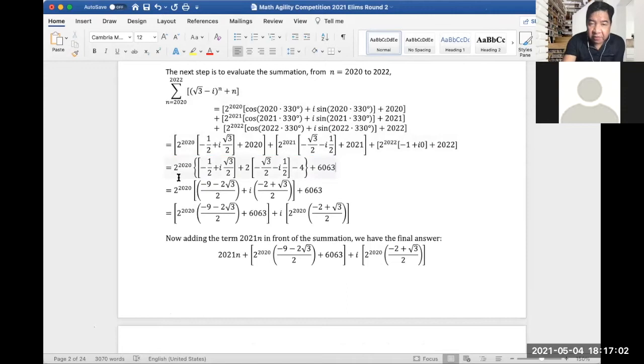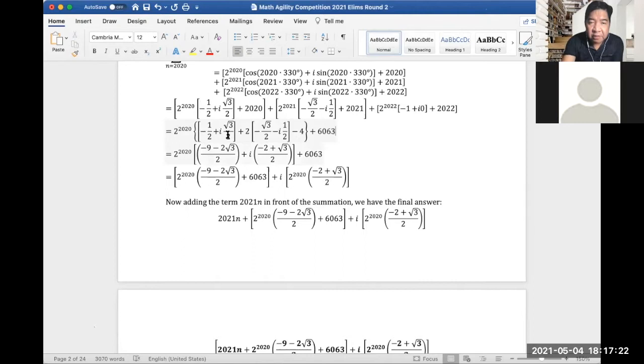And then let's factor out 2020. So I factored it out. And then we can combine all the imaginary terms with the i and all the numerical values here. So simplifying this would give us the first part, which is negative 9 minus 2 square root of 3 over 2. And then the imaginary part would give us negative 2 plus square root of 3 divided by 2. Of course, remember we had this constant here at the end, and then we have this factor of 2020 at the front of our expression.